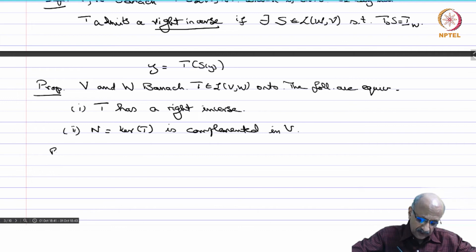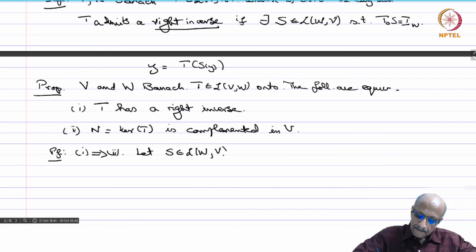Okay, so proof. We will first show one implies two. So T has a right inverse. Let S belong to L(W,V) be a right inverse.